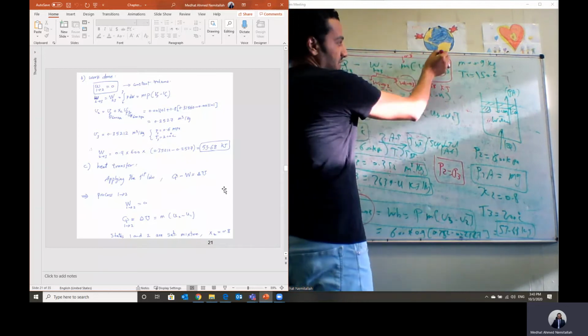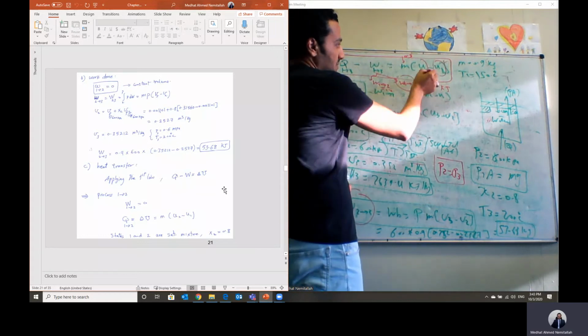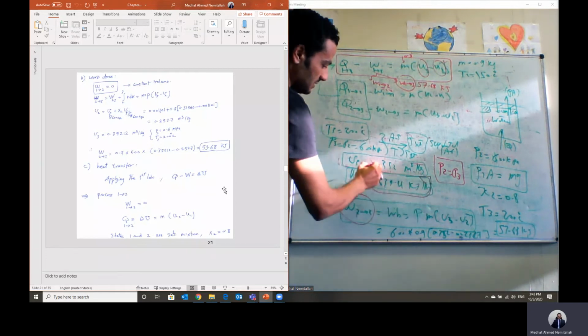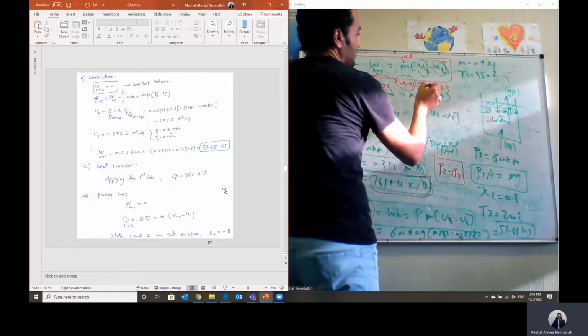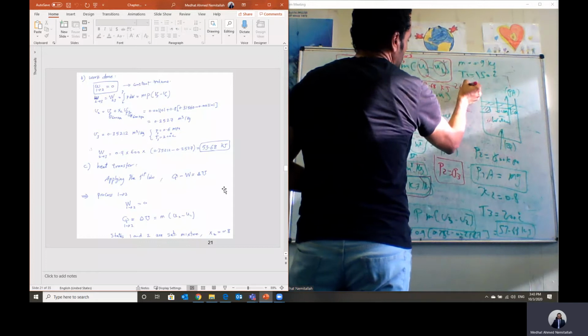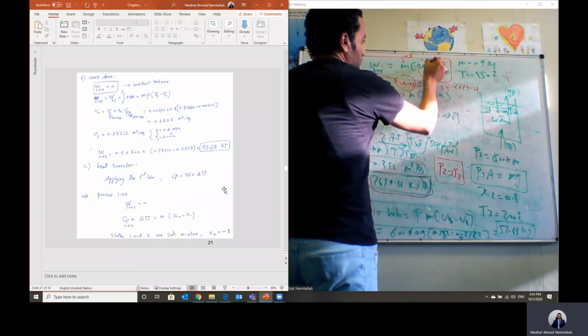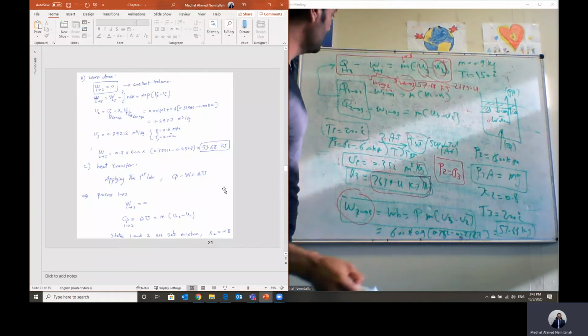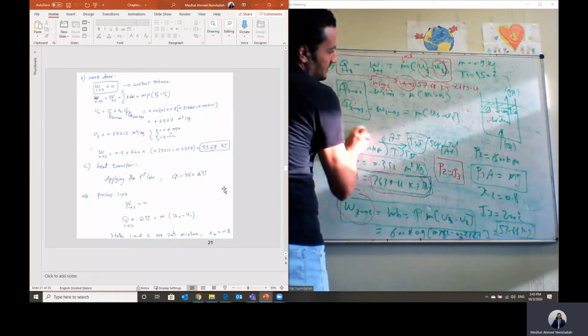U3 minus U1. U3 we just get from the superheated table A6, which is 2639.4. But what we need to calculate here is the internal energy U1. How can we calculate it?